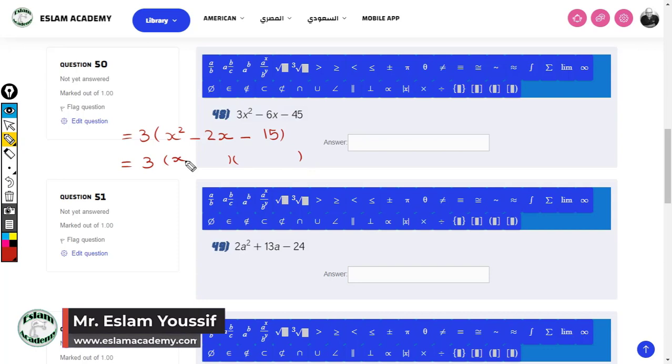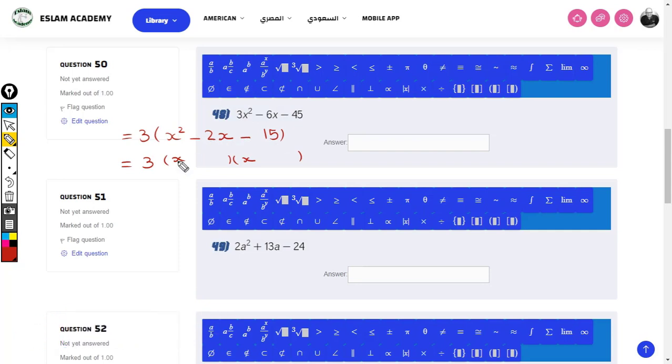x² is x and x. I need two numbers. If you multiply them, the answer will be 15. If you subtract, the answer is 2. It will be 5 and 3. The sign of the middle is the sign of the greatest number. Because 15 is negative, the two numbers have different signs. So 5 here is negative and 3 will be positive. So the answer will be 3 multiplied by x - 5 times x + 3.